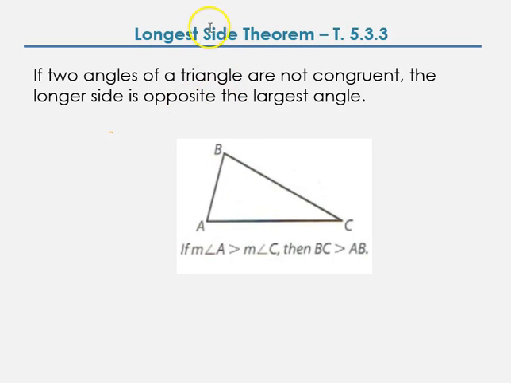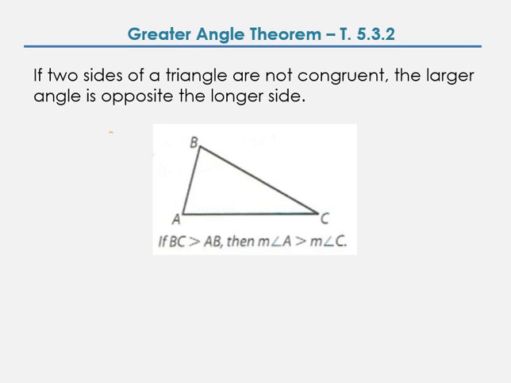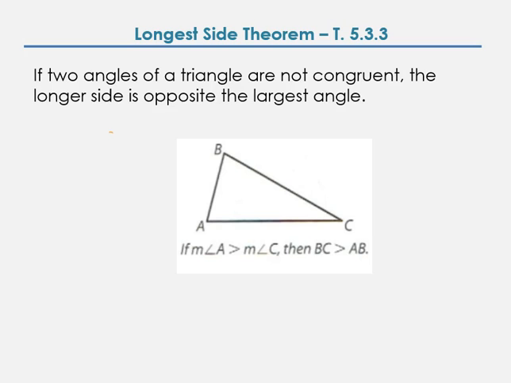This brings us to another theorem, the longest side theorem, theorem 5.3.3. If two angles of a triangle are not congruent, the longer side is opposite the largest angle. So the longer side is opposite the largest angle. Let's go back up here and see what this said again. This was the greater angle theorem. So 5.3.2 is talking about the angle, and 5.3.3 is referring to the side.